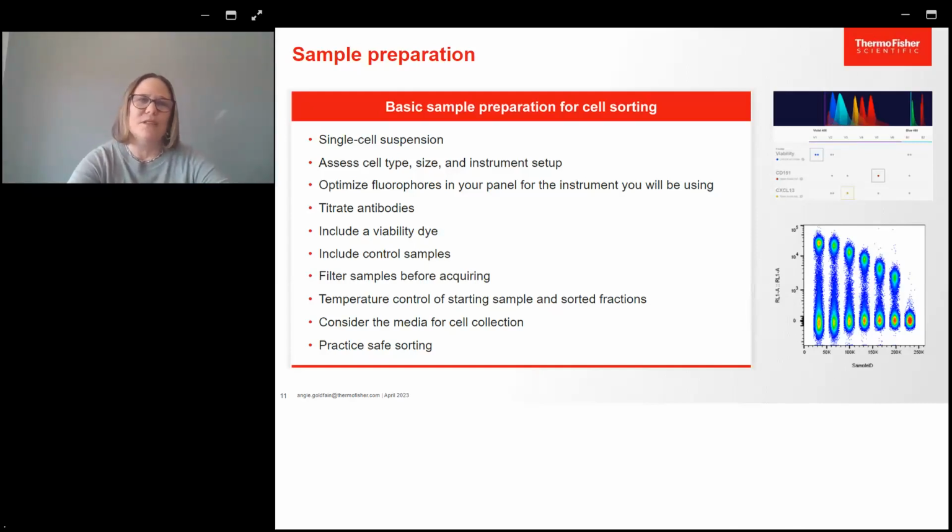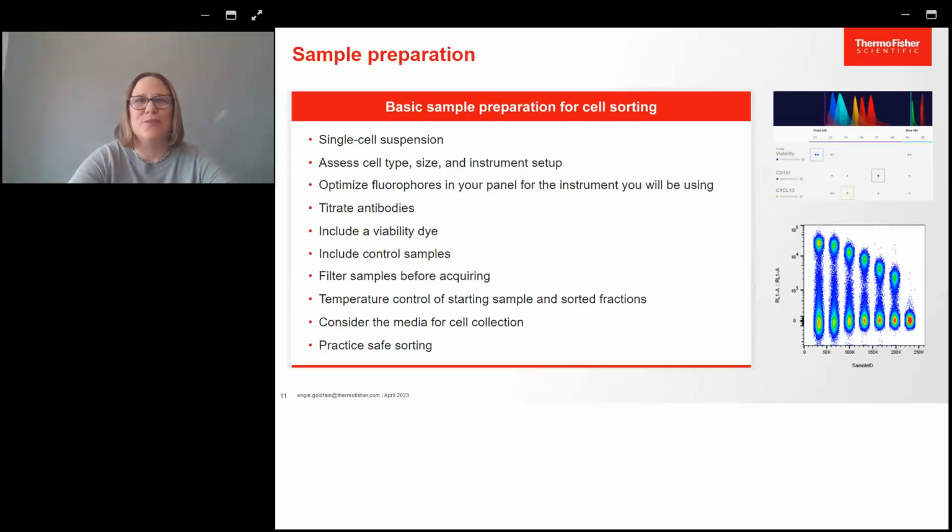Another thing to do is to consider temperature control. Really, you've got to keep the cells happy through the cell sorting process. This is really key. A lot of instruments have temperature control both on the sample input side and the sort output side. Keeping the cells at a steady temperature throughout the sorting process will really help with your overall viability and recovery. If your cells like to be cold, 4 degrees, if they like to be warmer, you can adjust that, but keeping those cells happy.